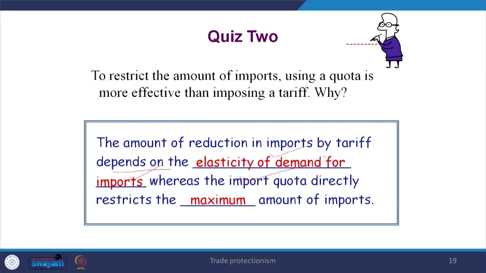But a quota has its own flip side. You can find it out very clearly. The amount of reduction in imports by a tariff depends on the elasticity of demand for imports, whereas the import quota directly restricts the maximum amount of imports. So this is a direct connection, whereas a tariff does not have it.